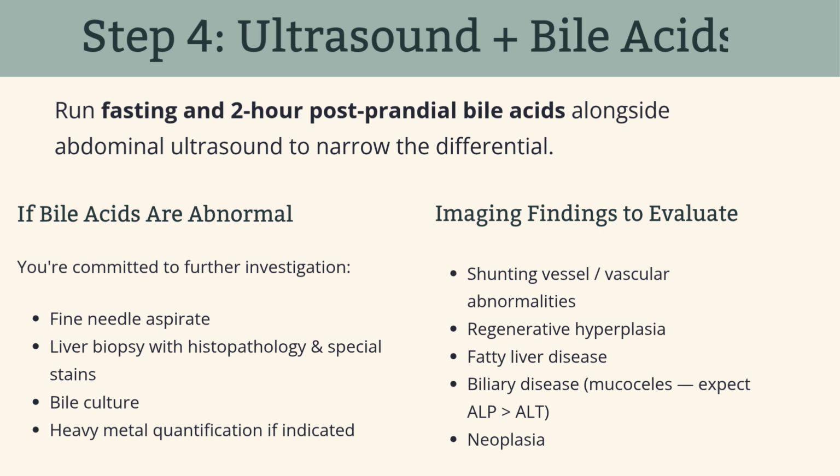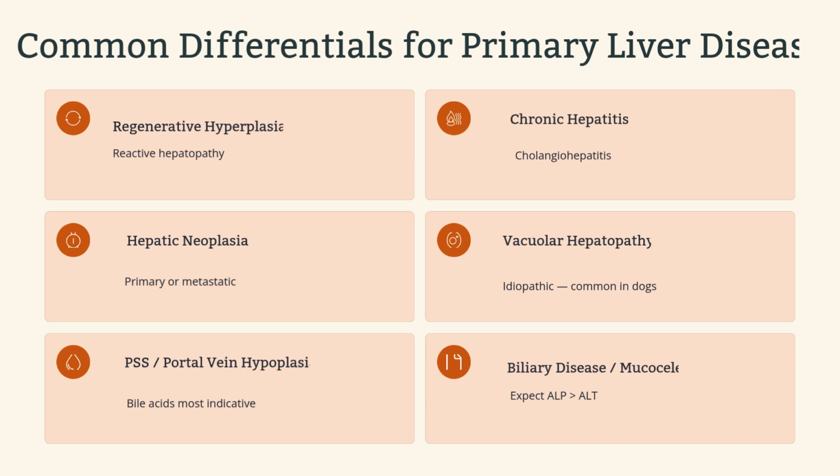So overall, some of the common findings for primary liver disease would be things like regenerative hyperplasia, reactive hepatopathy. You could have, of course, hepatic neoplasia. You could have chronic hepatitis or cholangiohepatitis. And also you can have idiopathic vacuolar hepatopathy. You can have portal vein hypoplasia or a shunt. And you can have biliary disease like a mucocele. And that's where you'd expect to have an ALP greater than your ALT.